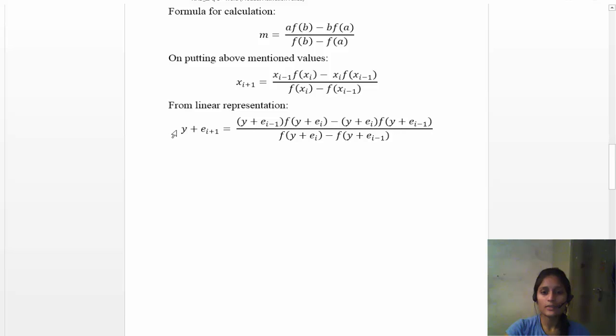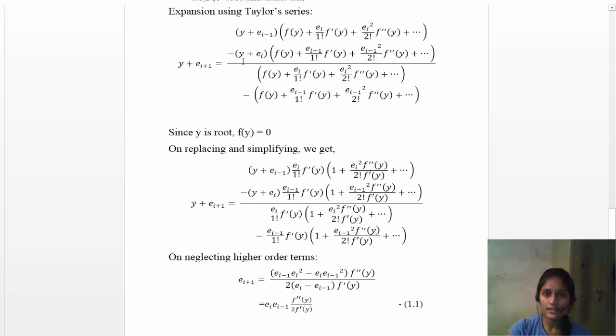And from the linear representation we can also represent this equation like this. On expansion using Taylor series we can get some equation like this. I have expanded the inner function with these values. Since y is the actual root, I can replace f of y equals 0. The value of the function at y will become 0.